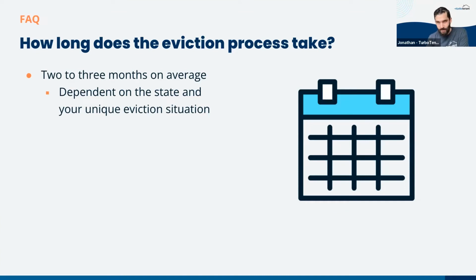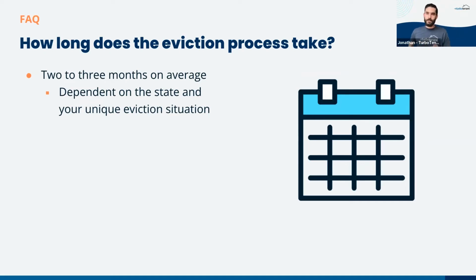That's on average, which means that there are some that take way longer. This is, once again, dependent on the state and your unique eviction situation. If it's something very cut and dry, like they haven't paid rent in a few months, then that may make it go faster, but it depends on your local courts. A lot of courts are still backlogged as a result of the eviction moratorium. So yes, it could be way longer right now, to be honest.